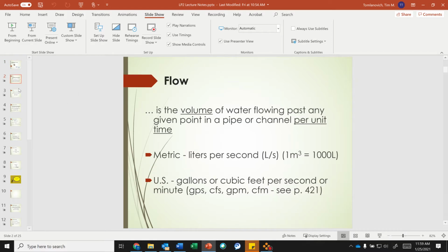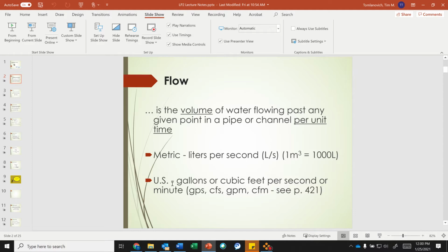All right, so let's talk about flow. Flow is the volume of water flowing past any given point in a pipe or channel per unit time. So in metric, typically it's liters per second, so capital L/S, or sometimes it's cubic meters per second, okay? So 1 cubic meter equals 1,000 liters, okay?